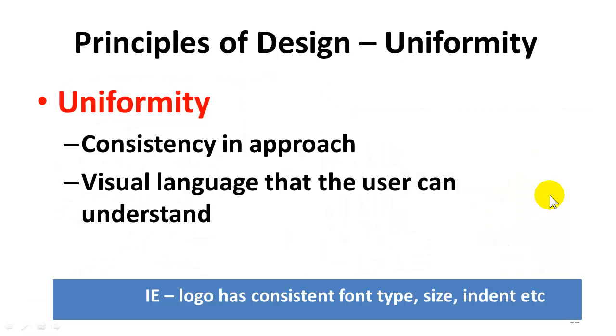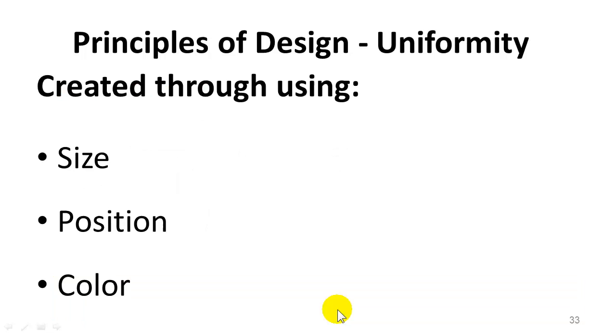Another principle of design is uniformity. We always want to have consistency. Uniformity is a visual language that the user can understand. An example of consistency is a logo. Every time you see a logo, it has the same font type, the same size, the same indentation around it.